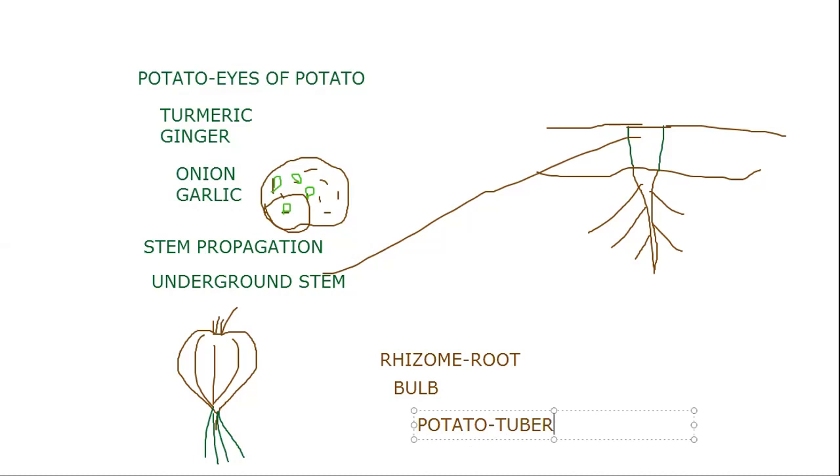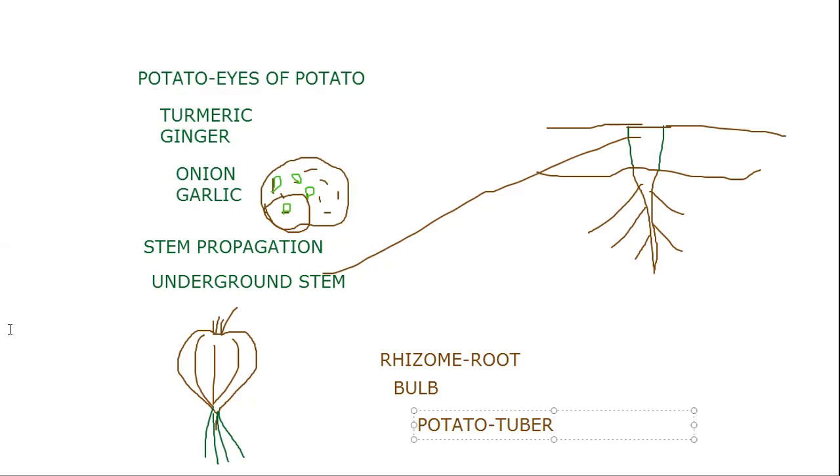turmeric and ginger, and onion and garlic. The shape defines its structure. Okay, these are all underground stems only. So these all propagate like this only. Is that clear? So two types of stem propagation we have seen with examples. I hope you are clear with this. Right? Yes, ma'am. Okay, fine.